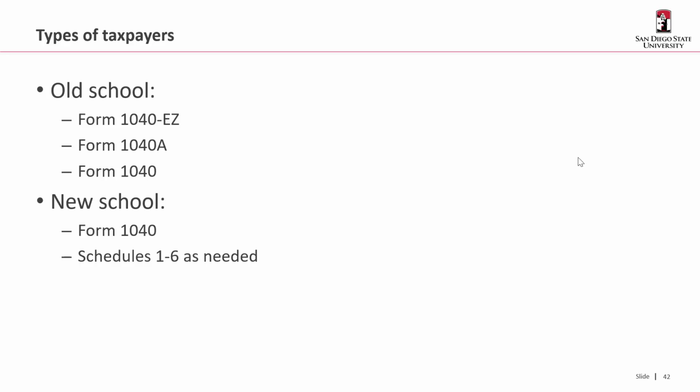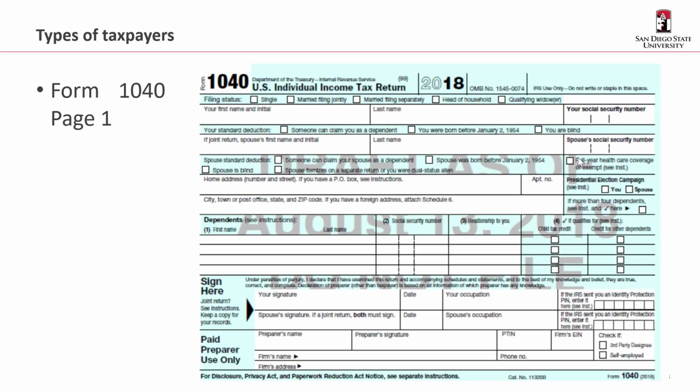So in the old school world, individuals used Form 1040EZ or 1040A or a Form 1040. The new school, starting in 2018, is there's only a Form 1040. The EZ and the A are gone, but they've been shortened, and now there are Schedules 1 through 6 that you should file as needed. So that's separate from Schedules A, B, C, and D, or E if you're familiar with those. Those also still exist. So they took the old 1040 and blew it out into a number of smaller schedules.